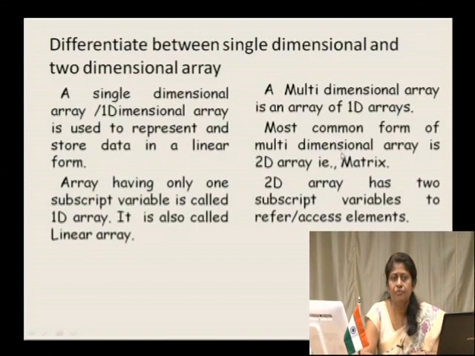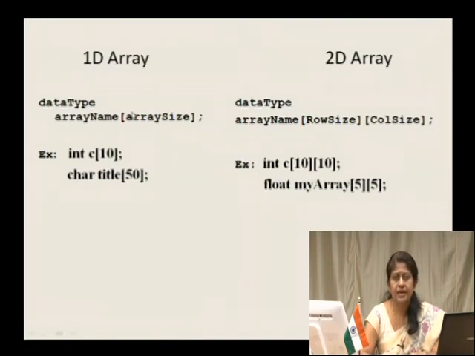The most common form of multi-dimensional array is a 2-dimensional array, that is a matrix, and a 2D array has 2 subscript variables to refer to or access the elements. The way in which we declare and use these 1D and 2D arrays is again given: the data type, the array name and the array size in case of 1-dimensional, and in case of 2-dimensional we use 2 subscripts, that is to mention the row and column size, and the respective examples for this.